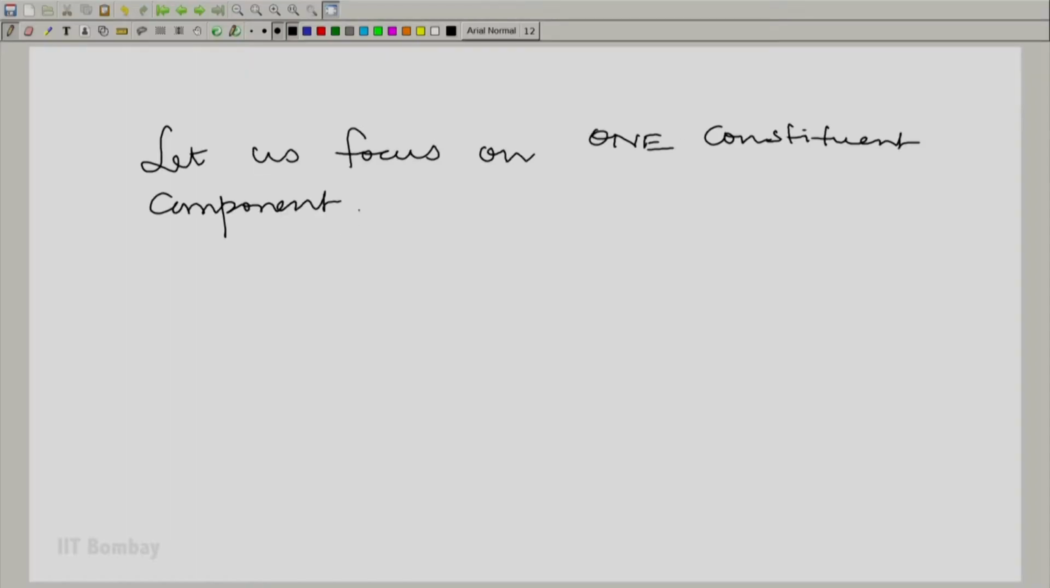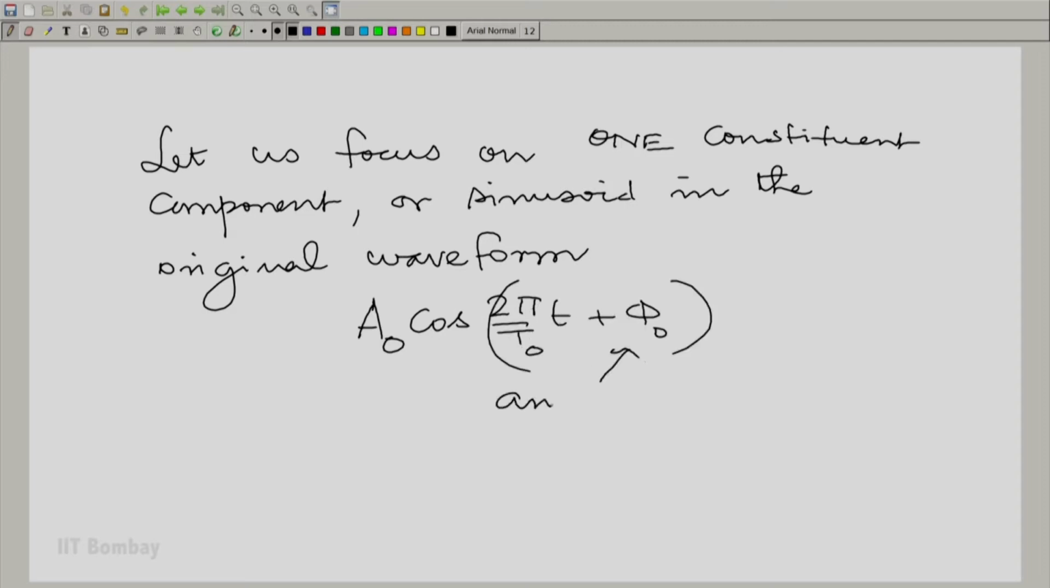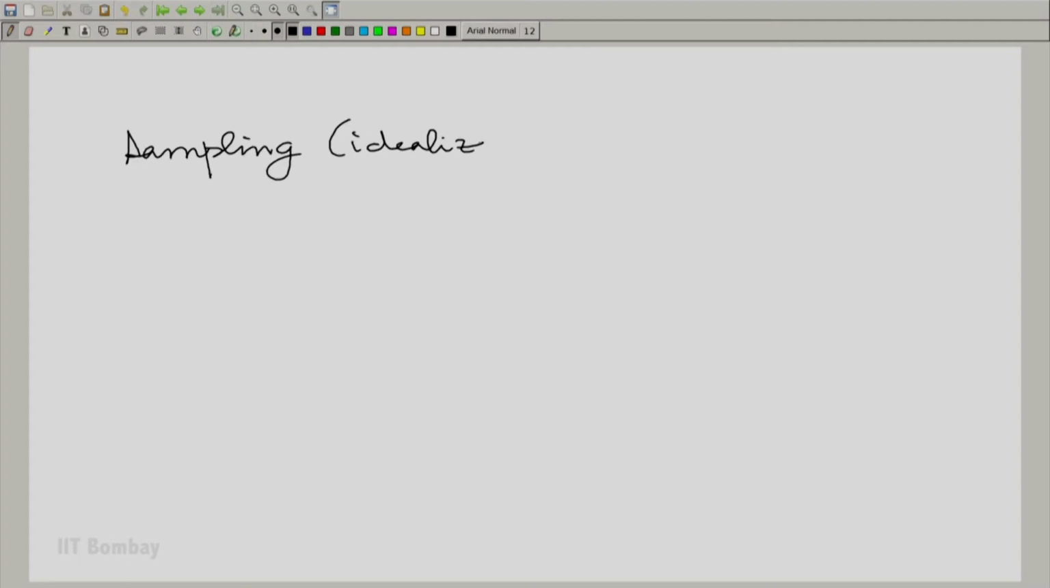Let us write that down. Let us focus on one constituent sinusoidal component in the original waveform. And now, the variant that we are going to bring in is, we do not have to confine ourselves to an original phase of pi/4. It could be a general constituent component of the form a0 cos(2 pi t/T0 + phi0). Any phi0 will do. And we will assume that 1/T0, the constituent component frequency, is much less than the sampling frequency 1/Ts. What happens due to sampling, or rather ideal sampling, as far as this constituent goes? It results in this becoming some constant. Let us not worry about it, because it also depends on the strength of the impulses. Let us call it kappa 0.